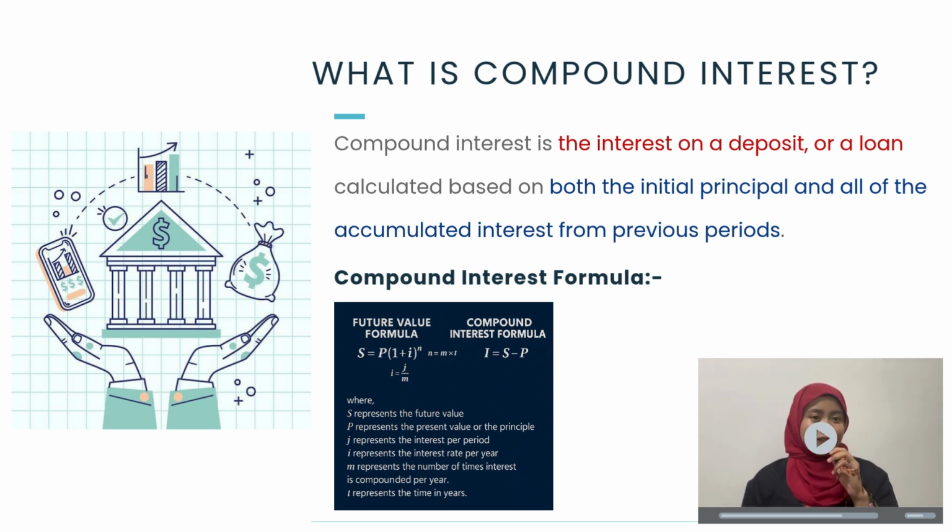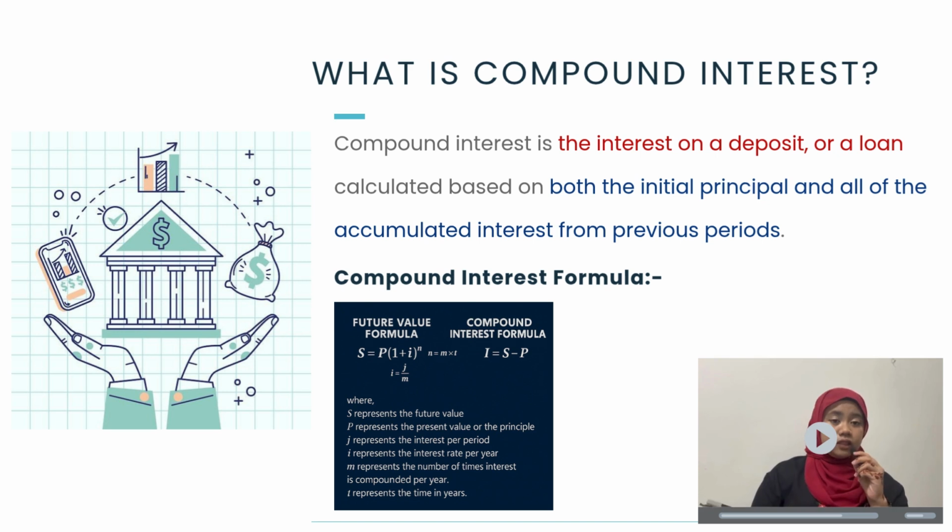Now I will explain what is compound interest. Compound interest is the interest on the deposit or a loan calculated based on both initial principal and all the accumulated interest from previous periods. In the compound interest formula we have S, P, J, I, M, and T.